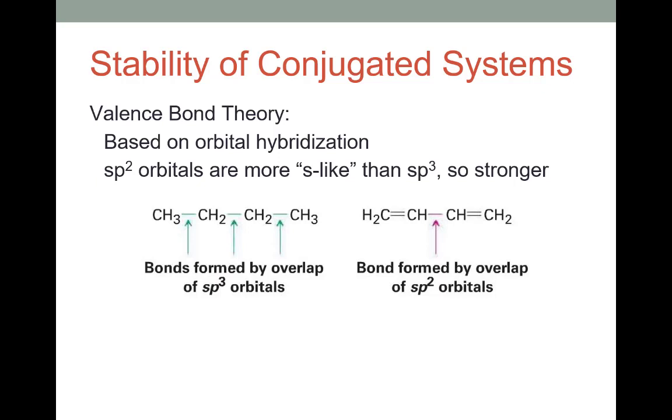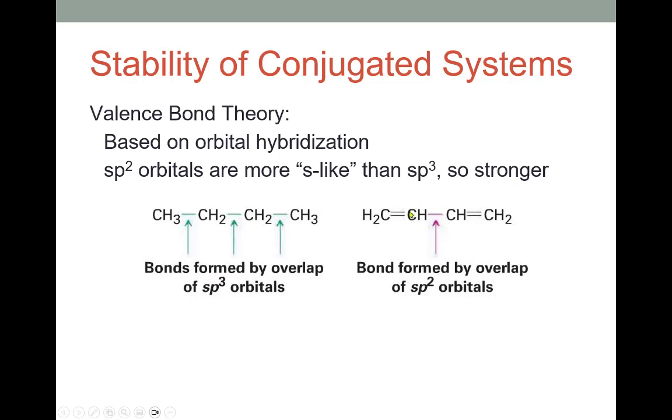Our first perspective is just valence bond theory, looking at each individual atom and recalling that hybrid atoms that are more S-like have shorter and stronger bonds than those that are more P-like. And so when we talk about having an alkane, we have overlapping sp3 orbitals in between atoms. Whereas if we talk about having an alkene, or particularly here a pair of alkenes that are in a conjugated system, all of the bonds, including this middle bond, are formed by an overlap of sp2 orbitals.